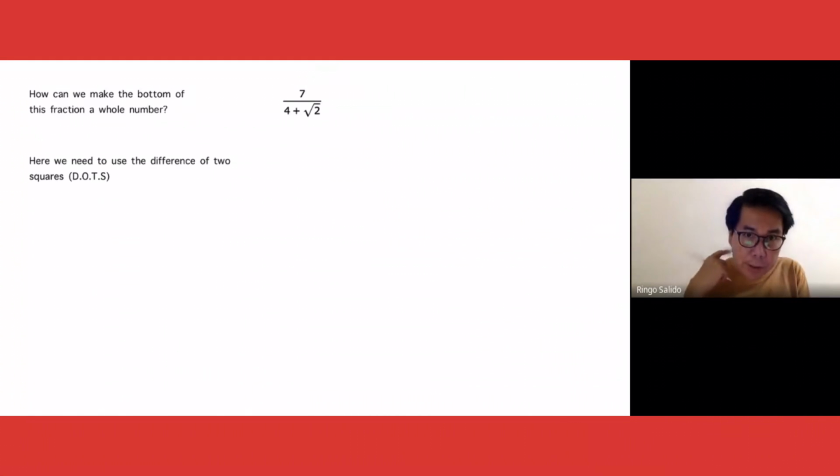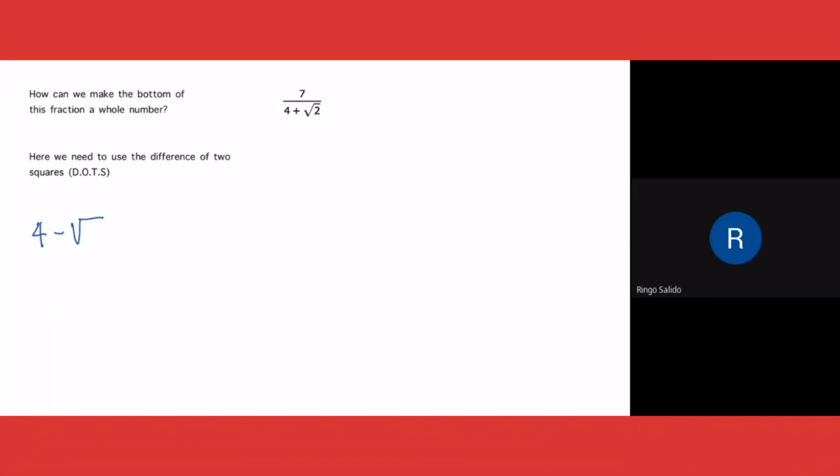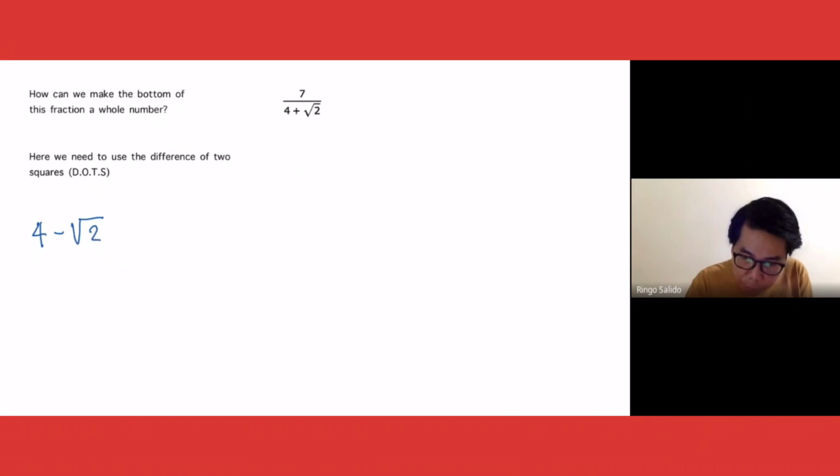So in other words, 4 plus the root of 2, we will multiply it with 4 minus root of 2. So therefore, we are going to multiply the denominator by 4 minus root of 2. Whatever we do with the denominator, we also have to do it to the numerator. So we multiply also with 4 minus root of 2.